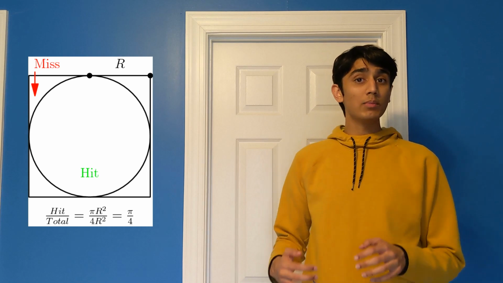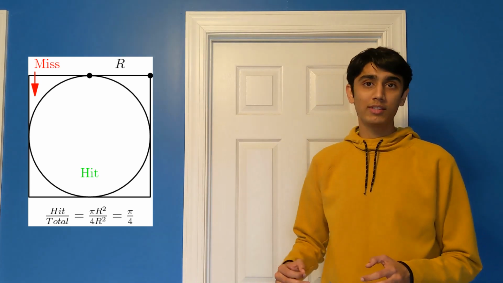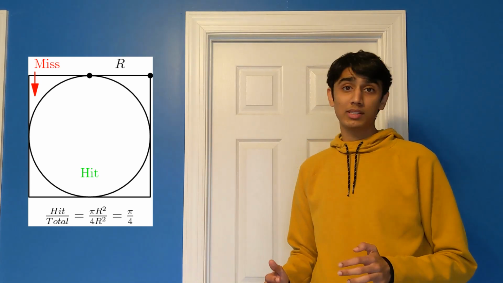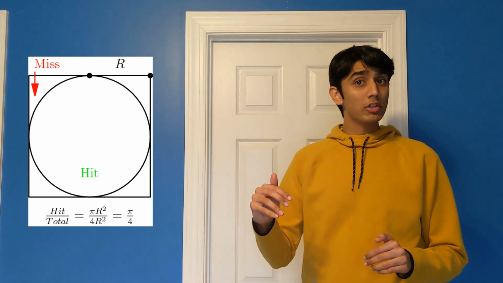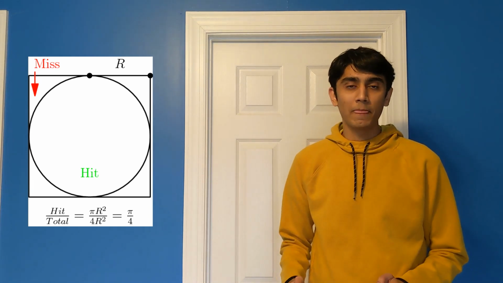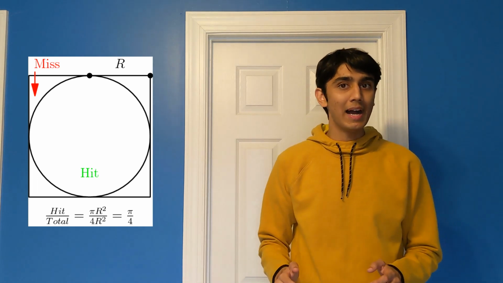Then, if we randomly throw darts at this square board, the fraction of darts that are winning, so the fraction of darts that land in the circle, will equal the ratio of the area of the circle to the area of the square. And with a little bit of math, we can calculate the value of pi with random dart throws.